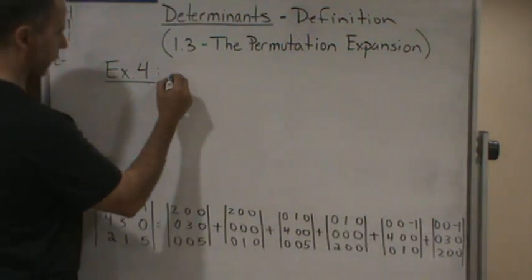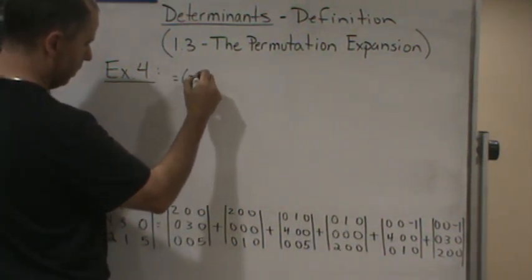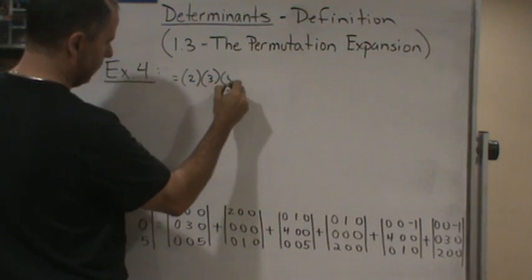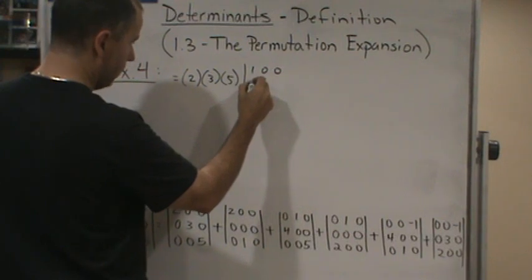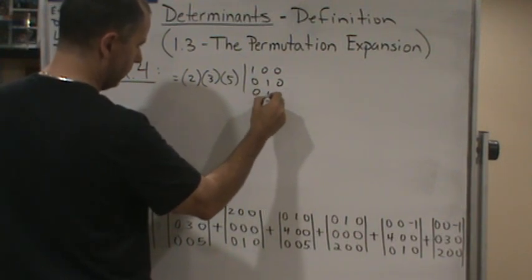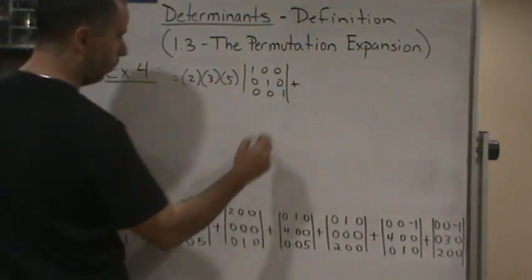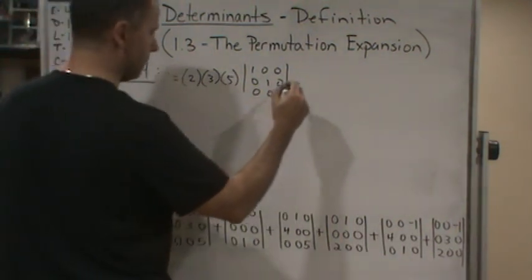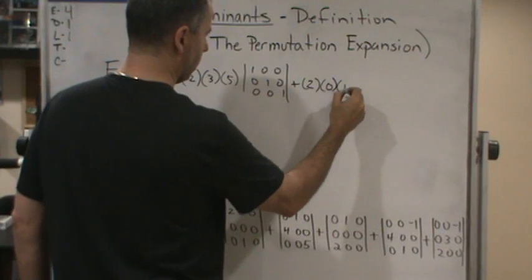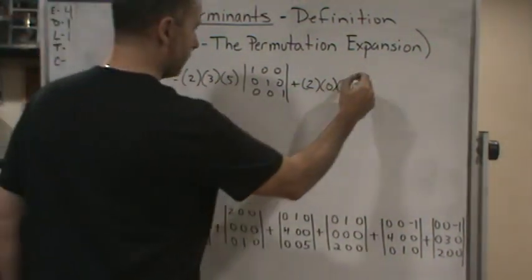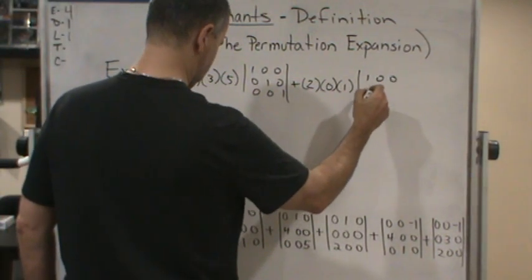Well, watch. I'm going to continue the equality up here. That'll give us 2 times 3 times 5 times the matrix 1, 0, 0, 0, 1, 0, 0, 0, 1. Plus, then we got 2, 0, 1. I'm going to add the 0 just for completeness so we see what's going on. So we got 2, 0, 1, and that gives us the matrix 1, 0, 0.